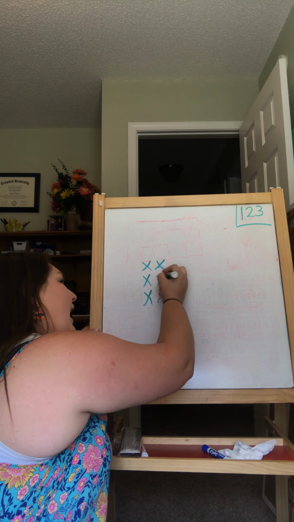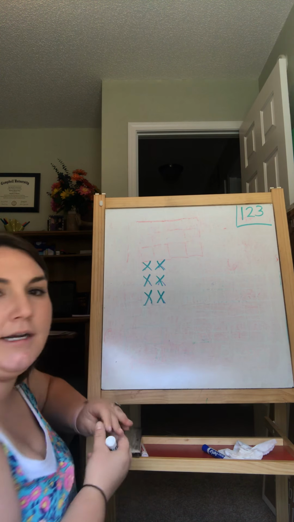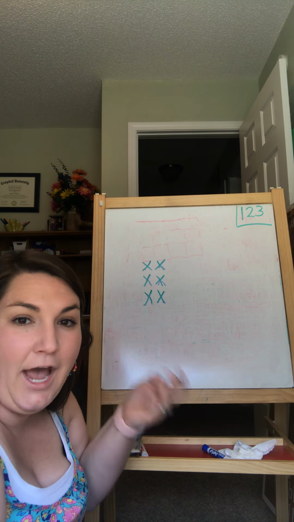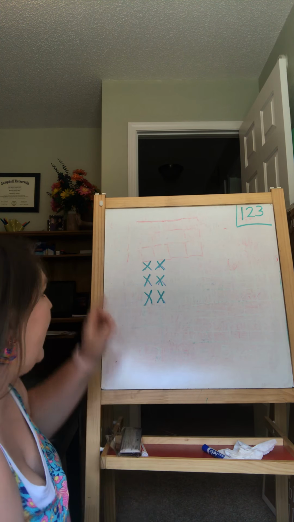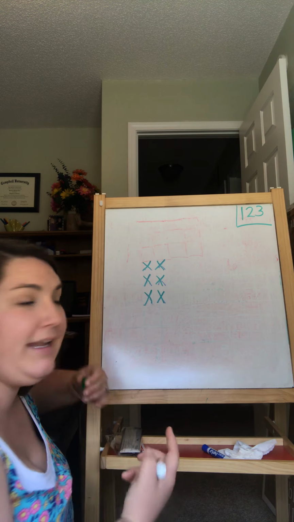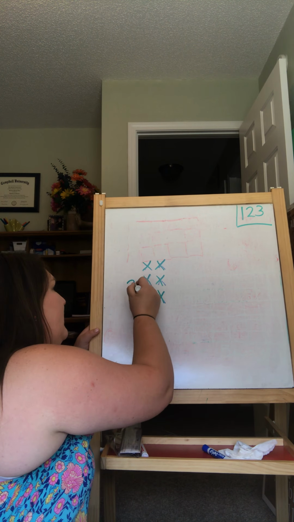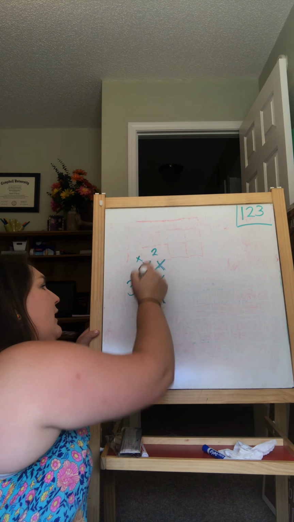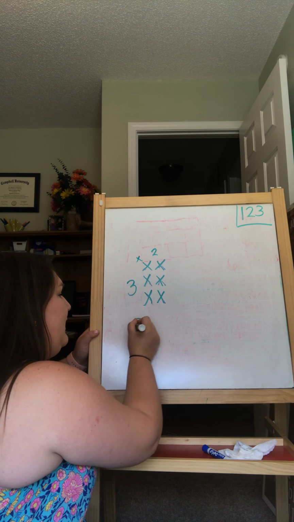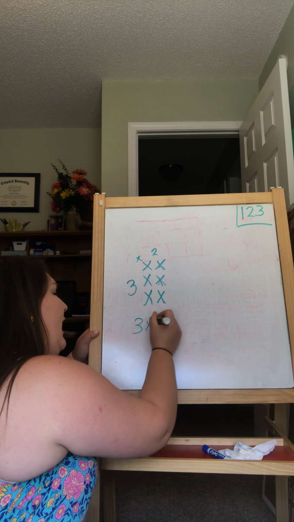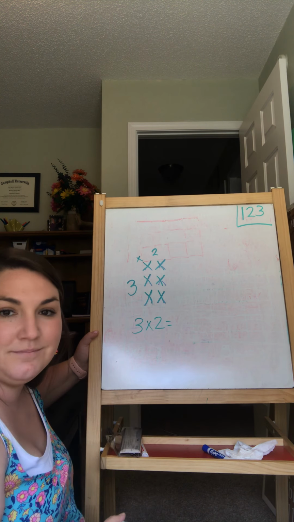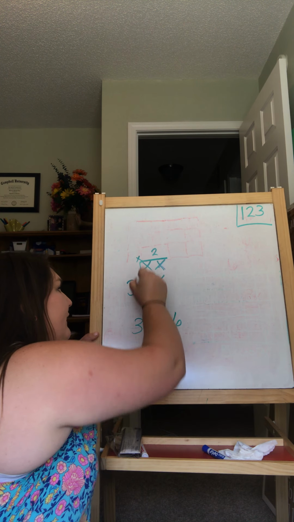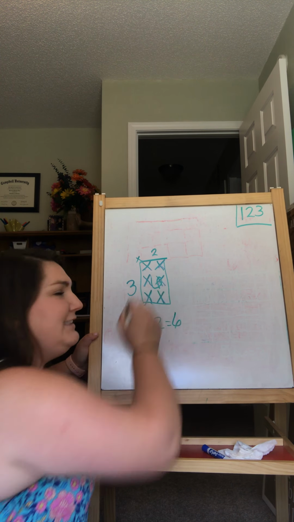Okay, so I, this time, did not use squares. What did I use? X's. And if the question says how many X's are in this array, I don't want you to sit and count it. I want you to be able to look at it and say, okay, well, I've got a row of 3, and then 2 in each one. So my number sentence would still be 3 times 2. And what's 3 times 2? Great, 6. So I know my total here in this array would be 6.